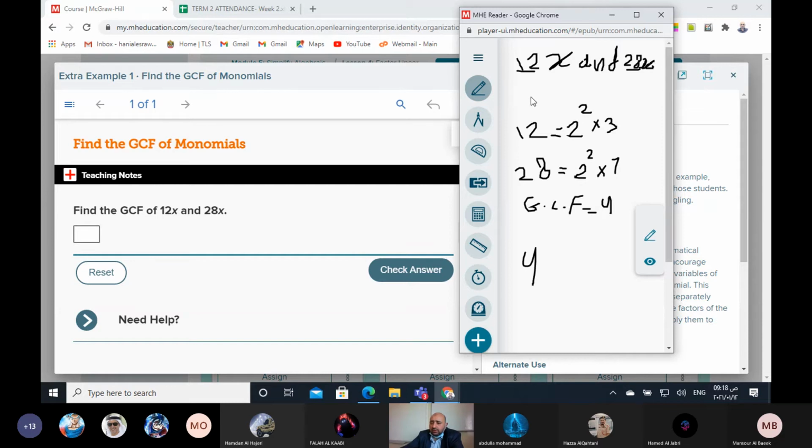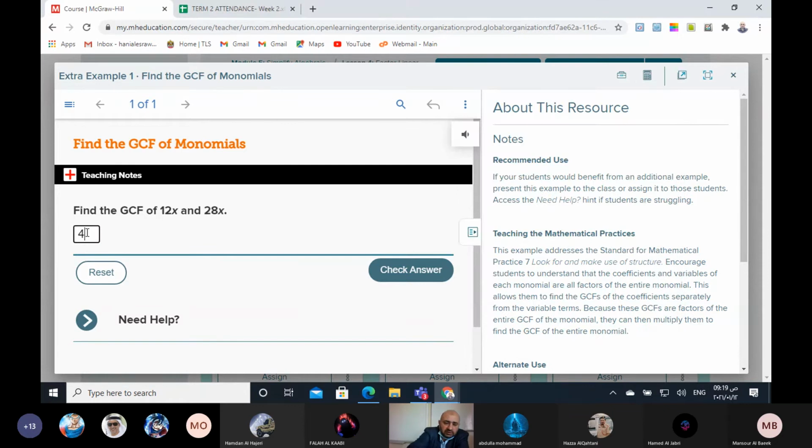Then what is the common variable? Here we have x and here we have x. So take the common variable. So the GCF between 12x and 28x will be 4x.